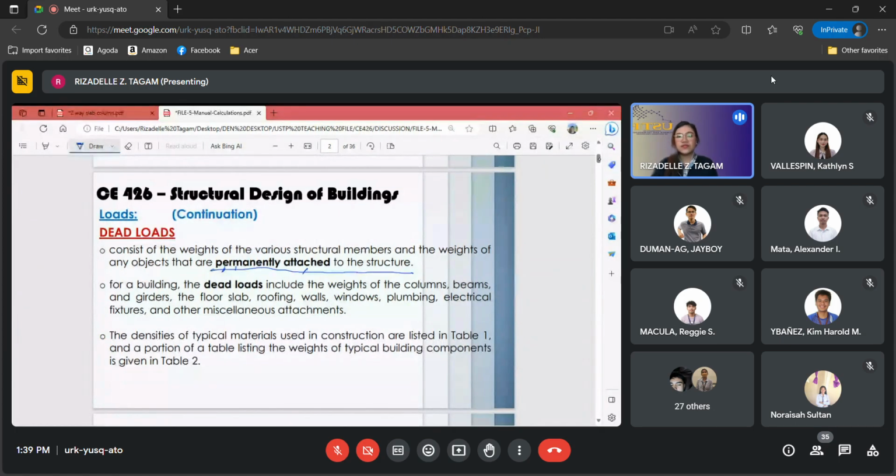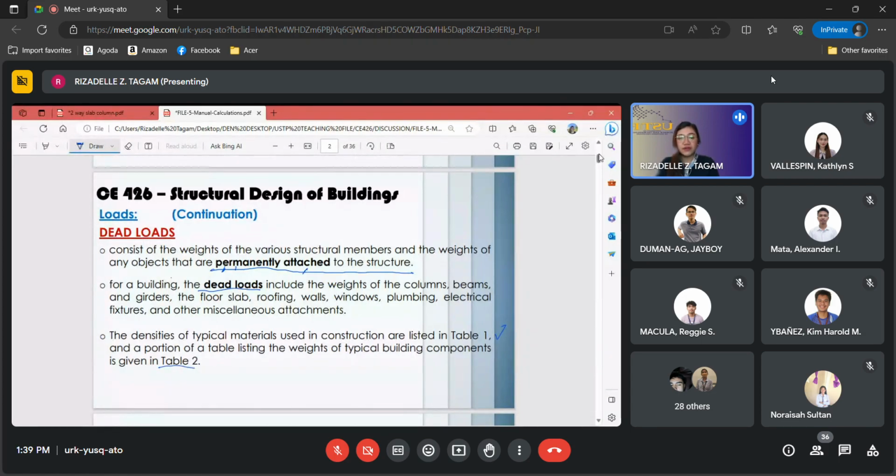So, for a building, the dead loads include the weights of the columns, beams and girders, the floor slabs, the roofing, the walls, the windows, the plumbing, electrical fixtures, and other miscellaneous attachments. So, i-consider ninyo na siya tanan, no? Tanawon ninyo sa inyong structure, what are the dead loads? The densities of typical materials used in construction are listed in Table 1 and a portion of a table listing the weights of typical building components is given in Table 2.